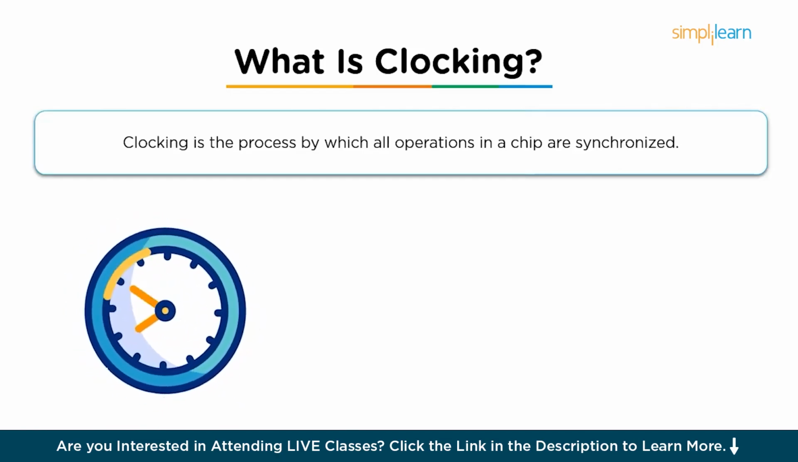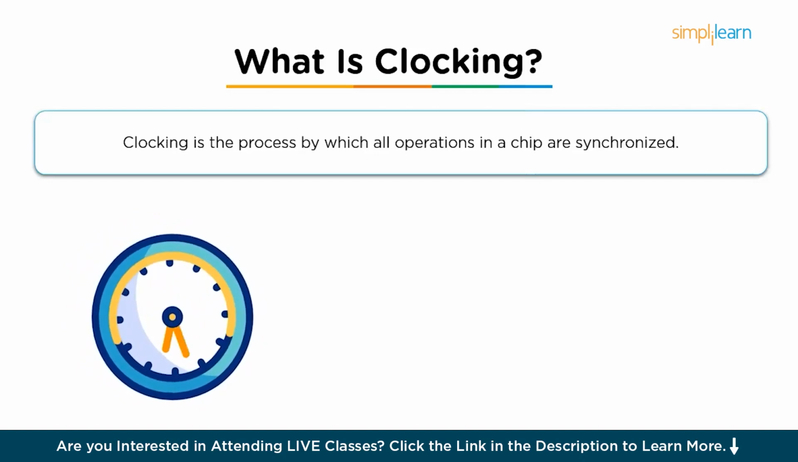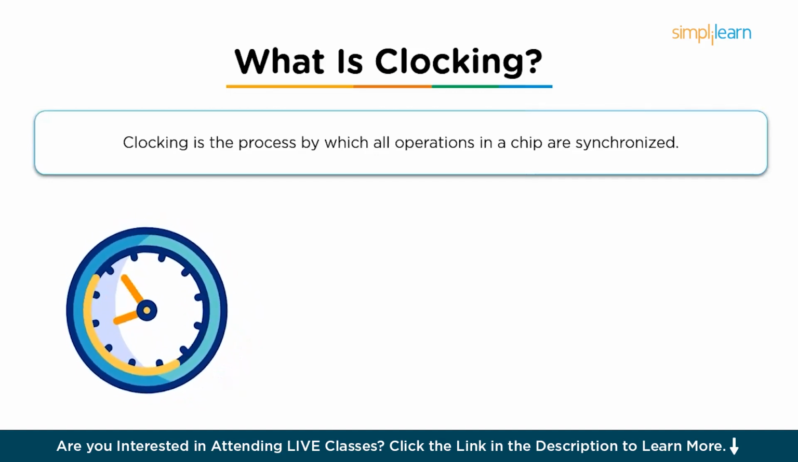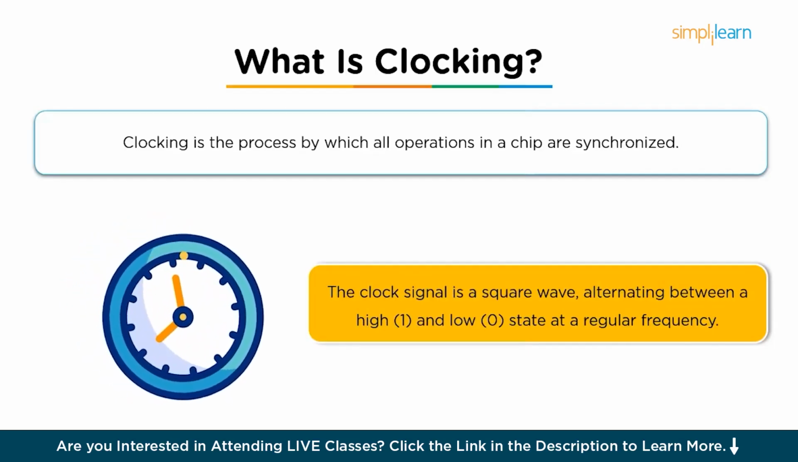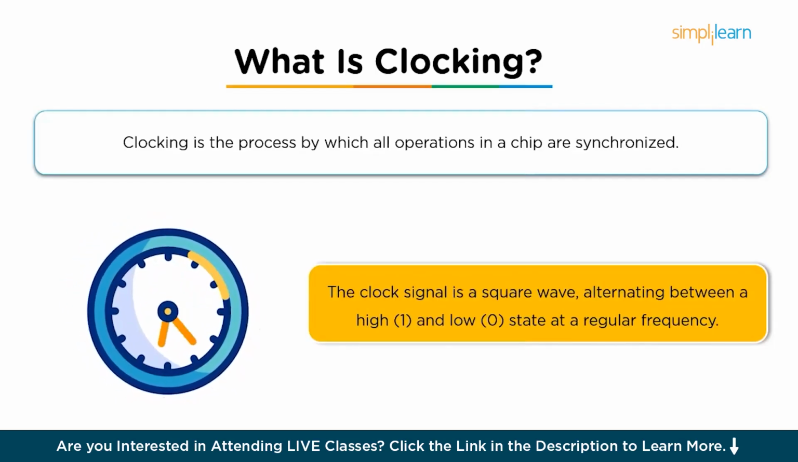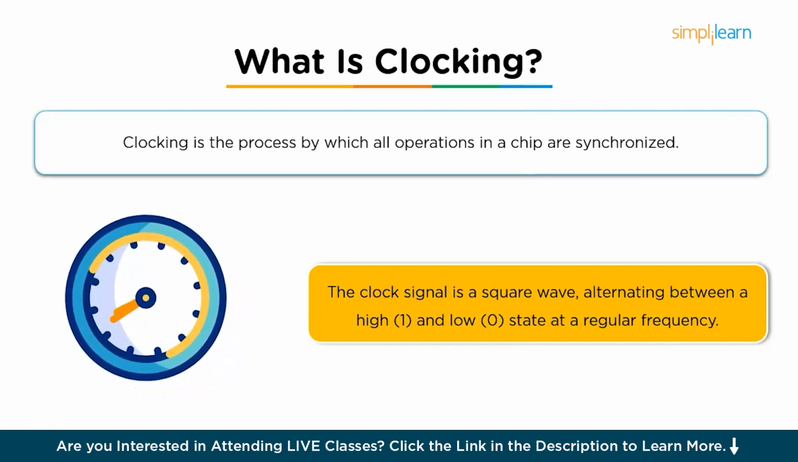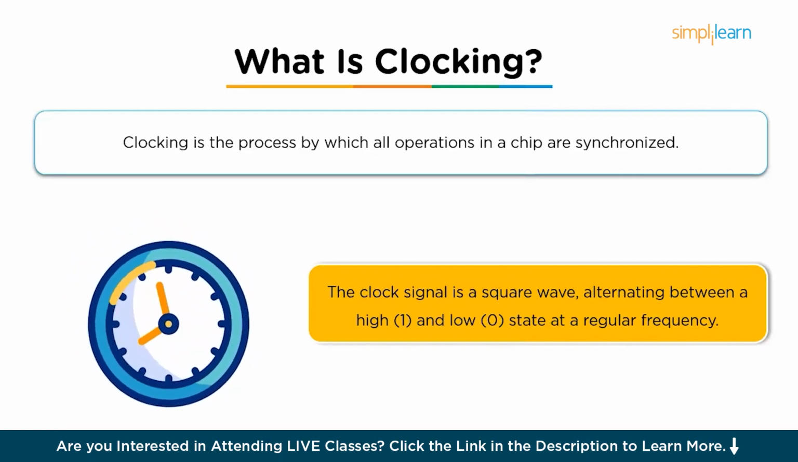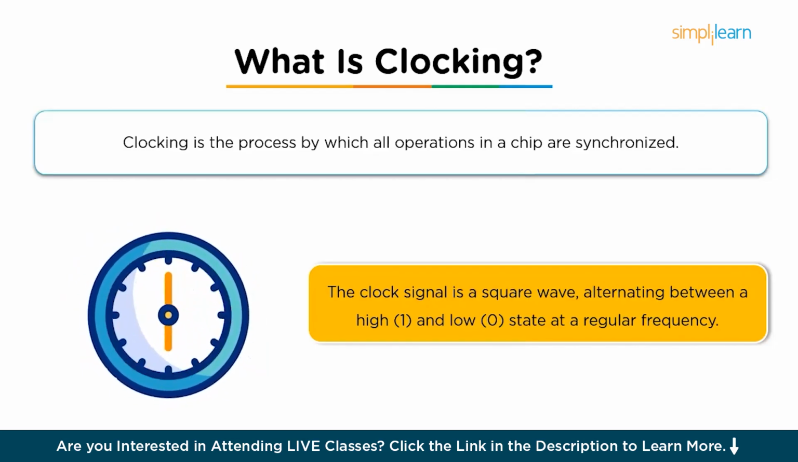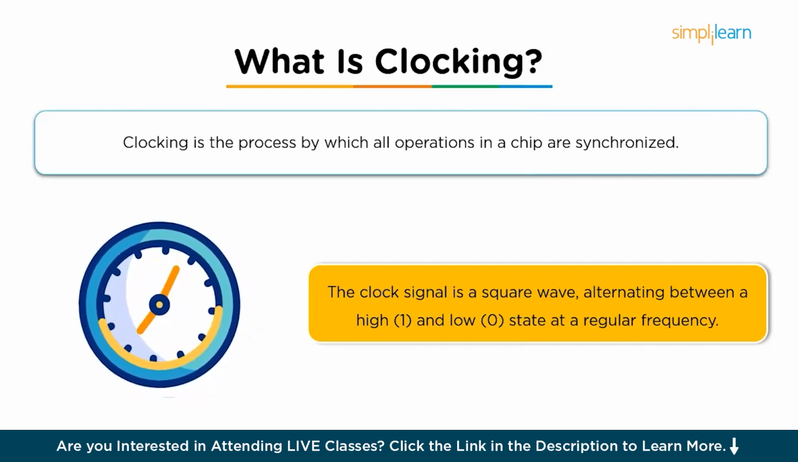Without a clock, it would be difficult to coordinate the operations of the millions or billions of components on a chip. The clock signal is a square wave alternating between a high 1 and a low 0 state at a regular frequency. The frequency of the clock signal determines the speed at which operations within the chip occur, and it is measured in hertz. For example, a 1 gigahertz clock signal oscillates 1 billion times per second.